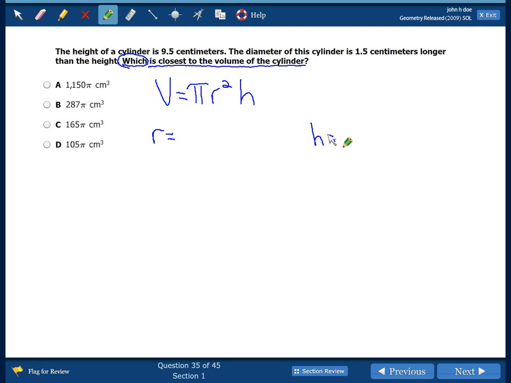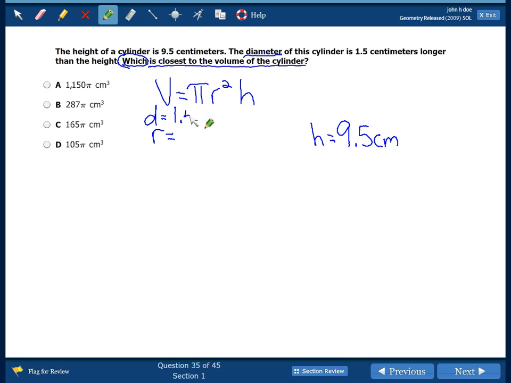So it says the height of the cylinder is 9.5 centimeters. So my height is right there, 9.5 centimeters. It says the diameter of the cylinder is 1.5 centimeters longer than the height. So I have the diameter, I don't have the radius.